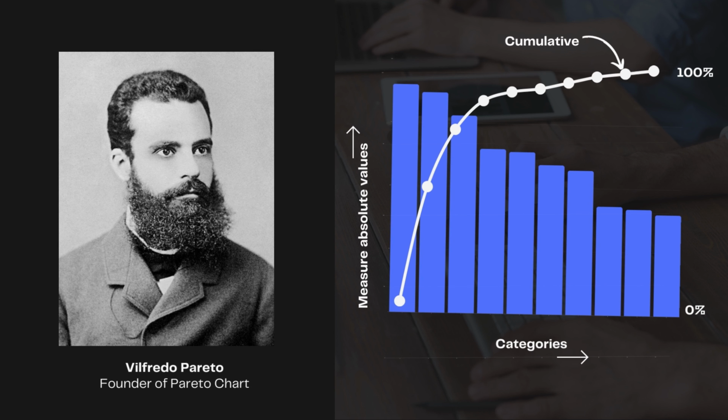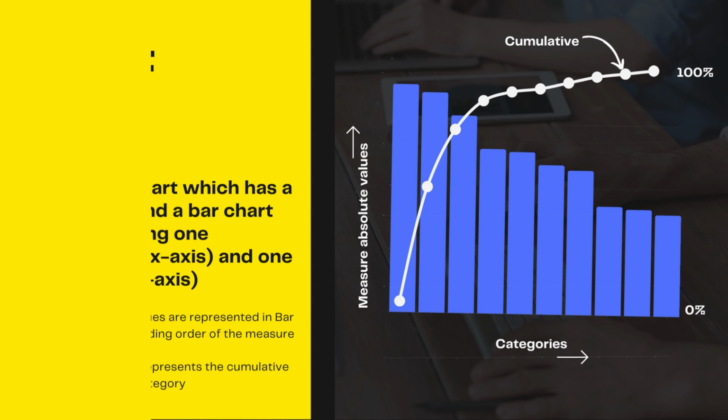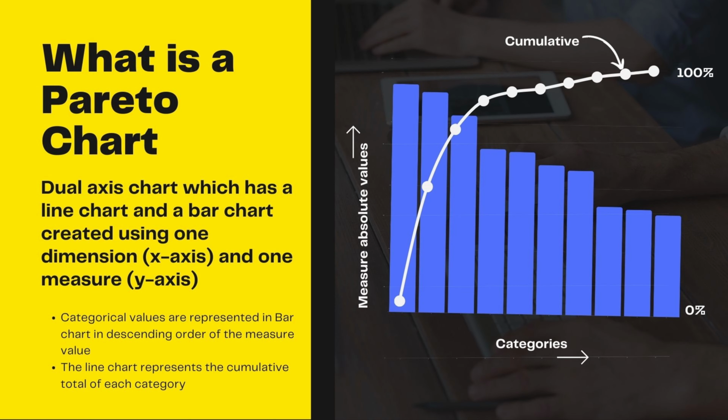Wilfredo Pareto founded the Pareto chart, which could be used to see if the 80-20 rule applies to your data. This chart is basically a dual axis chart, which is a combination of a line chart and a bar chart, and is created using one dimension and one measure, right? So you need a dimension that is your x-axis or the categories, and your y-axis is basically a measure. All the categorical values are represented in a bar chart in the descending order of the measure value. So the bars that are longer or with the maximum measure values would be on the left side, and the ones that are shorter with minimum measure values would be on the right.